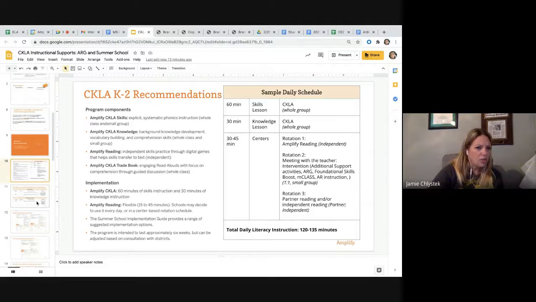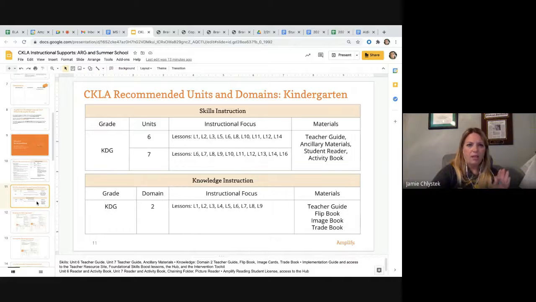Just real quick, you'll see whenever you get access to this that we've actually recommended specific units for skills, and then identified a knowledge domain for each of K, 1 and 2. We even included the lessons for those units. The units for skills, let me call out, are for a particular reason. When we're looking at the scope and sequence and at basic and advanced code instruction that needs to be firmed up before moving into the next grade, these are the units that are pivotal for those.